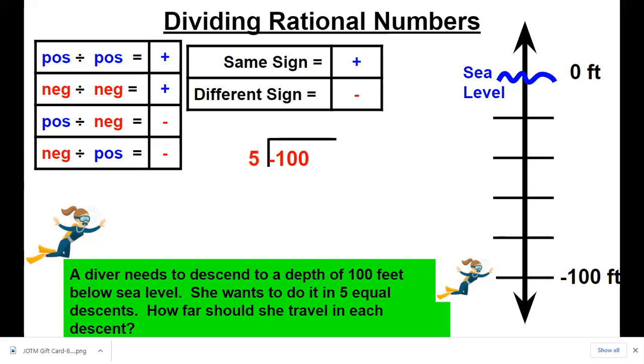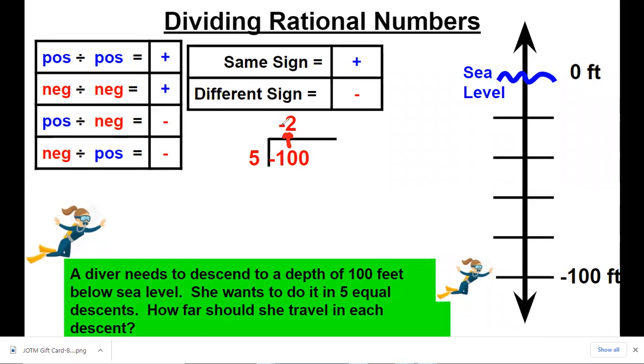5 goes into negative 100 how many times? Remember, our answer is going to be negative because we have different signs. We have a negative 100 and a positive 5, so the answer will be negative. So 5 goes into 10 twice. Notice how I put the 2 over the first 0 here, because I'm going into 10.